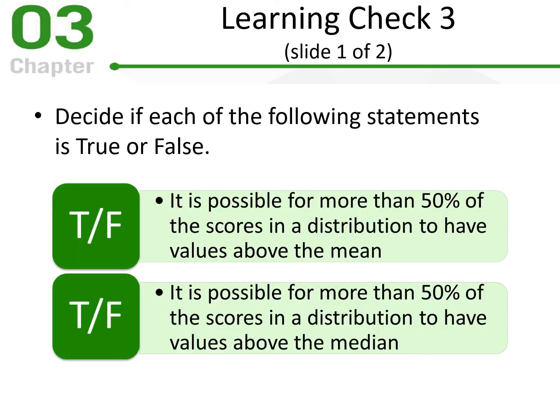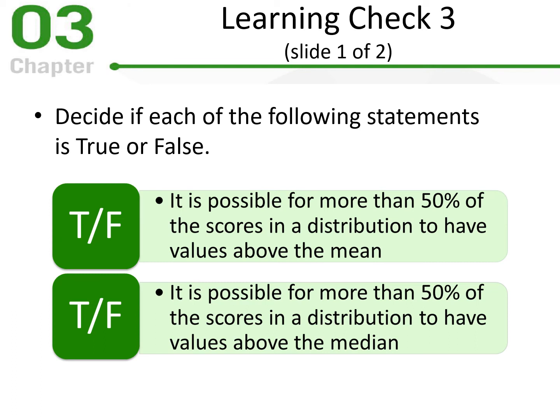True or false? It's possible for more than 50% of the scores in the distribution to have values above the mean. Well, yeah, because if you have a negatively skewed distribution, the mean's going to be in the tail, and you're going to have more than 50% to the right of the mean. So the answer to that is true.